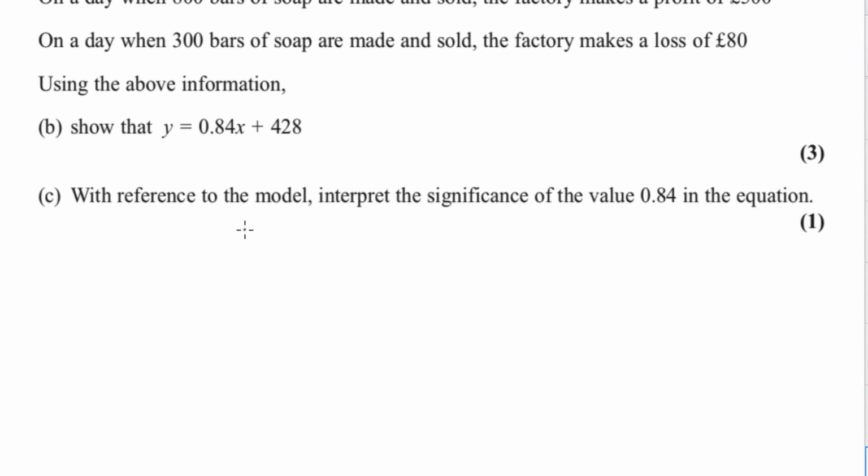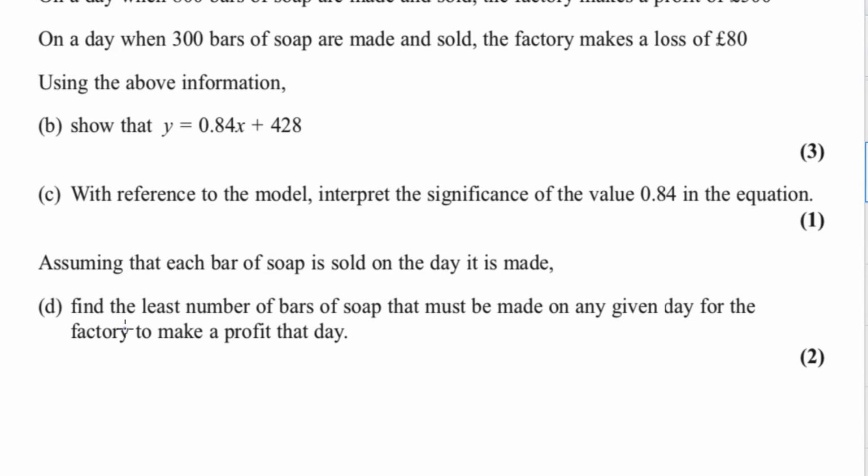Okay, part C, it says with reference to the model. So that means you need to give a context to the situation that's going on. You can't just say it's the gradient of the line. The significance of the 84p in the equation, that is the cost of making 1 bar of soap, apart from the fixed cost.